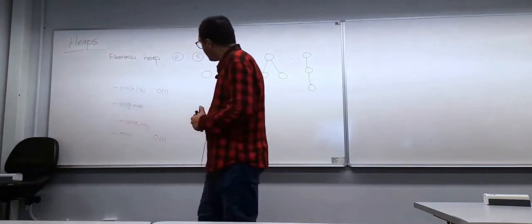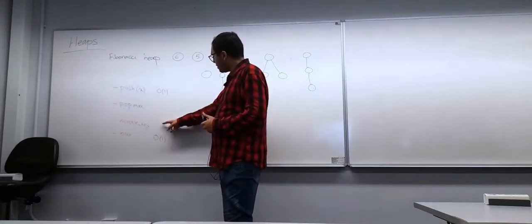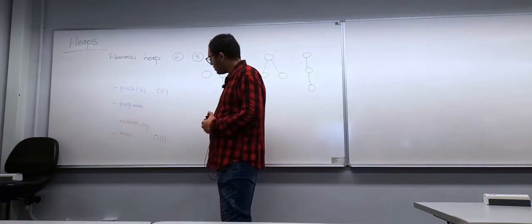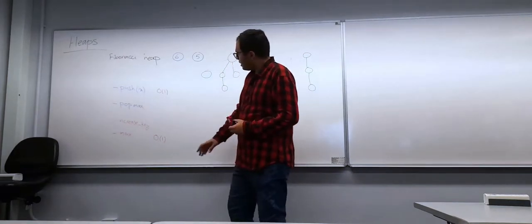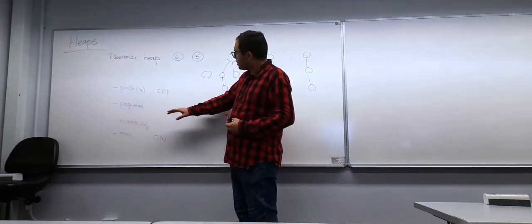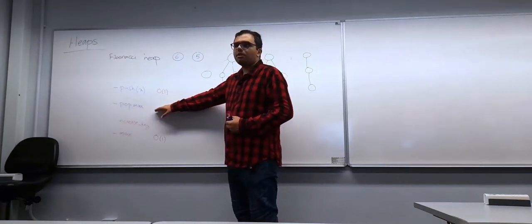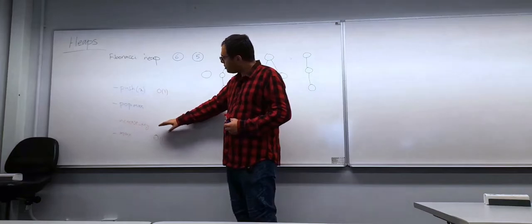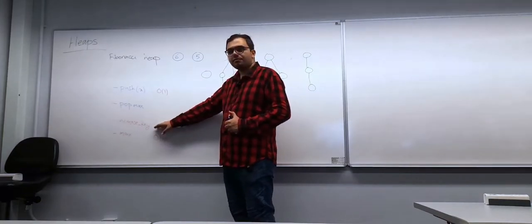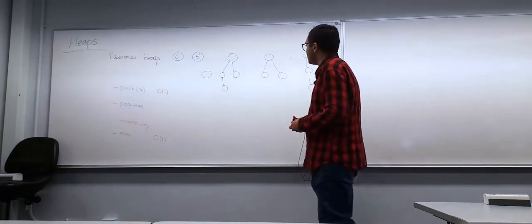Okay. But now these two operations. What happens with these two operations? Again, if you remember, I said that you cannot have a fast push and a fast pop. So I'm giving up on the pop. But I want to make increase key fast. So what happens in increase key?